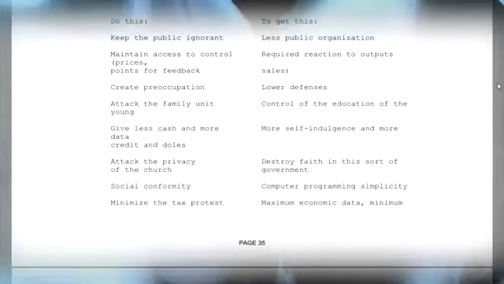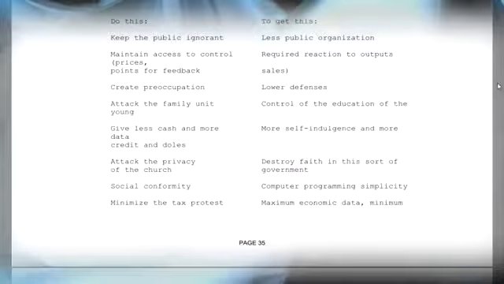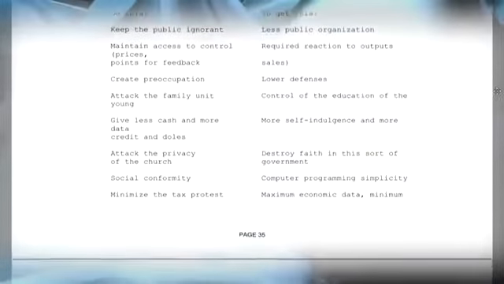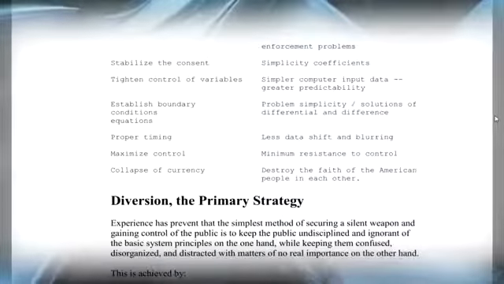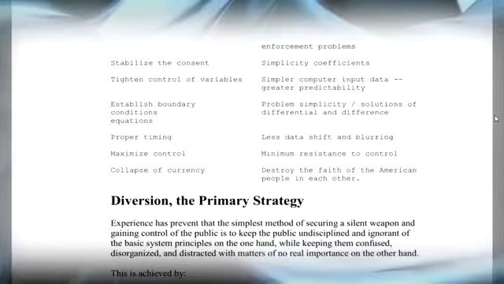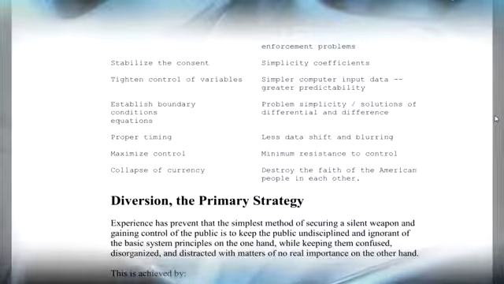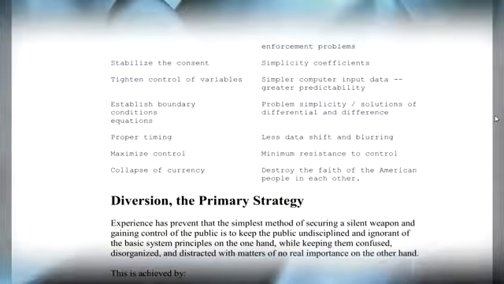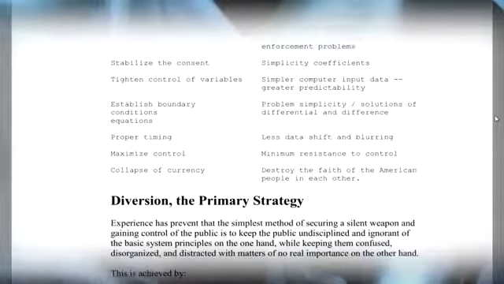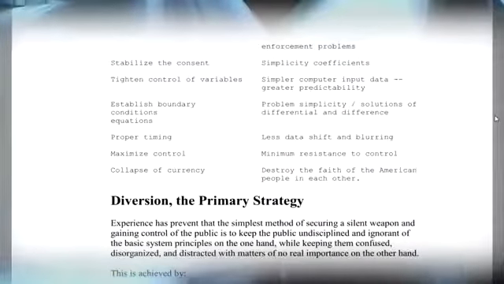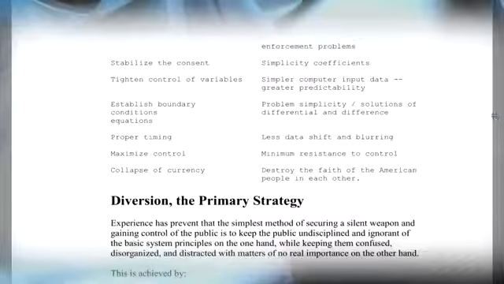Social conformity, computer programming simplicity, minimize the tax program, protest, maximize economic data, minimum enforcement problems, stabilize the consent, simplicity coefficients, tighten control of variables, simpler computer input data, greater predictability, establish boundary conditions, equations, problem simplicity, solutions of differential indifference, proper timing, less data shift and blurring, maximum control, minimum resistance to control, collapse of currency, destroy the faith of the American people in each other.